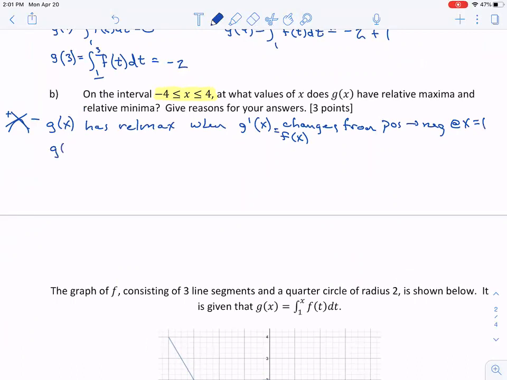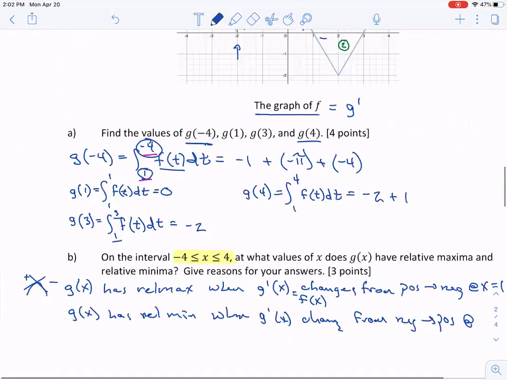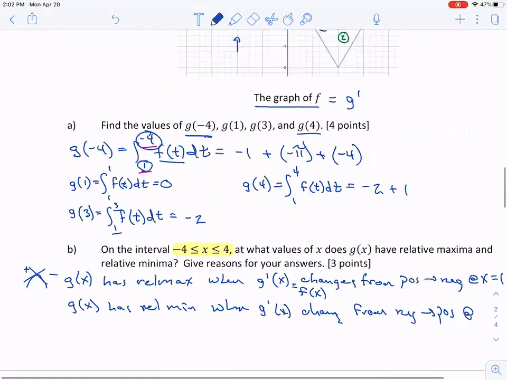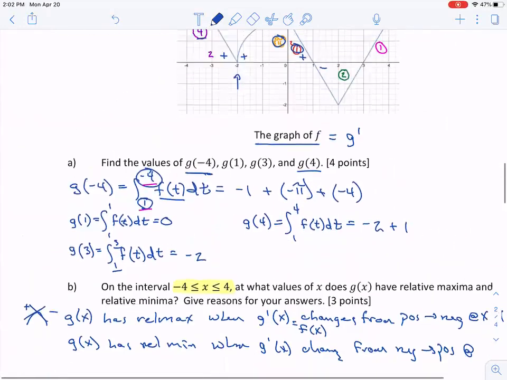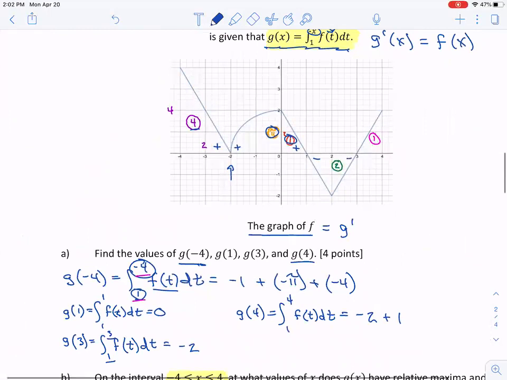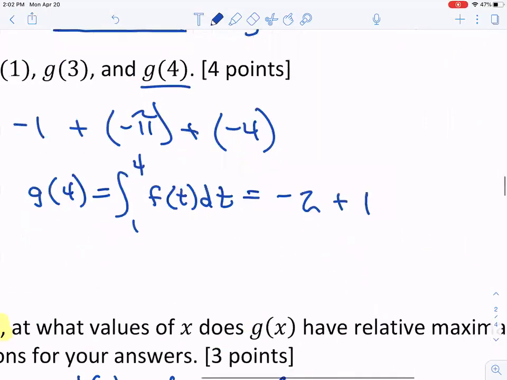And then g at x has a relative min when g prime at x changes from negative to positive. And that's going to occur, now I'm looking where g at x, or f of x, changes from negative to positive right here. It goes from negative to positive, and that's at x equals 3.